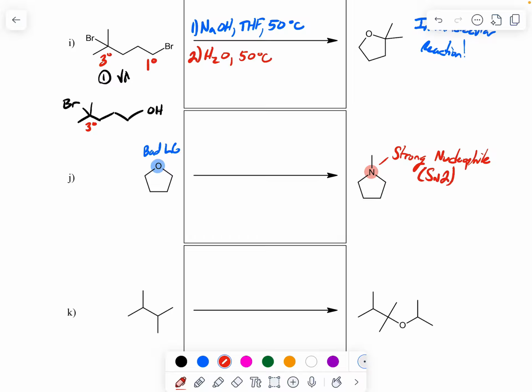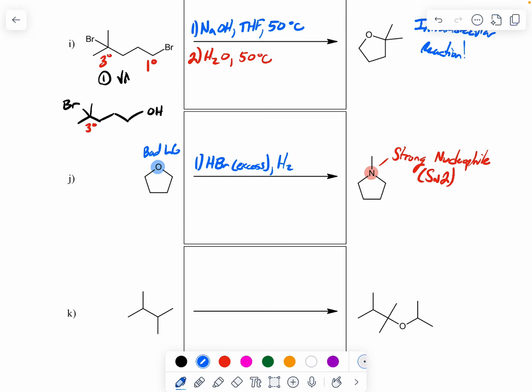So the only reaction we know of right now that can break open ethers is the ether cleavage. So using something like HBr, in this case in excess, along with some H2O at reflux, would give us the opened ring where we would have 4 carbons, the 1, 2, 3, 4, with bromines on either end. Now that we're here, we can say, well, we need to get that nitrogen installed. We can do that using the fact that that nitrogen on its own is a strong nucleophile.